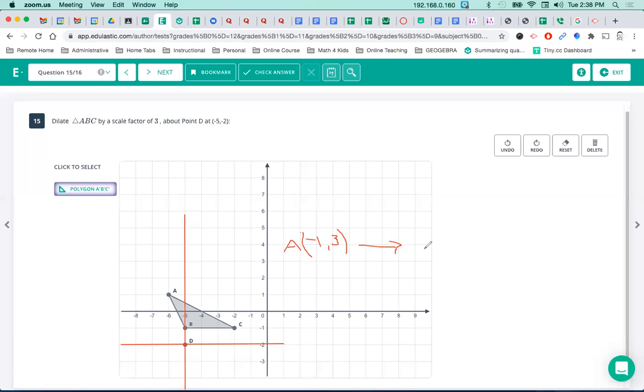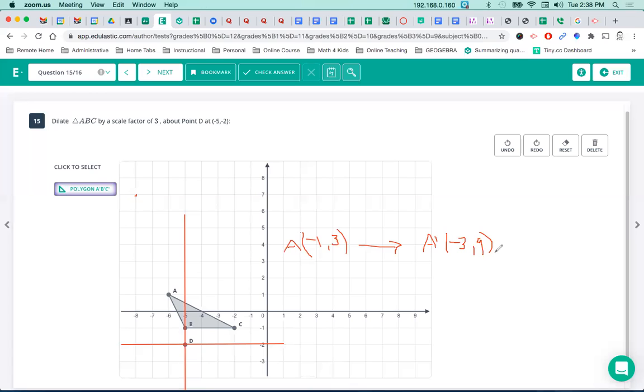So A prime is at, multiplying by 3, -3, 9. That would be my dilated point along here. Now when I mark -3, 9, that's 1, 2, 3, 1, 2, 3, 4, 5, 6, 7, 8, 9. It's right here. The point that I just put here, with the red axis, is at negative 3, 9. Now that's not the actual point of dilation from point D.